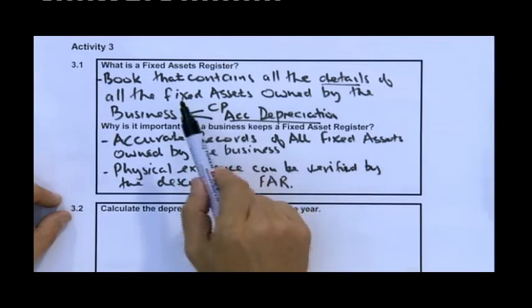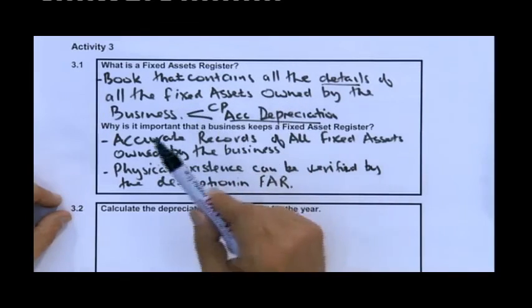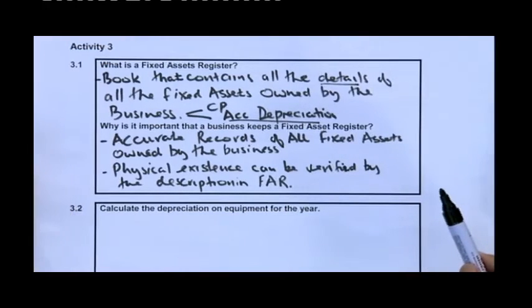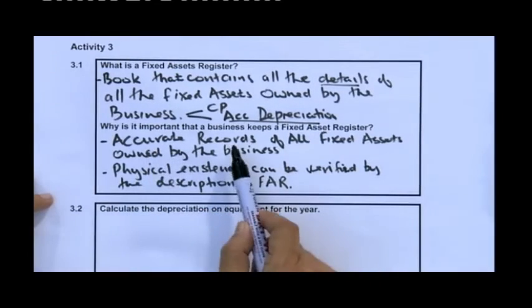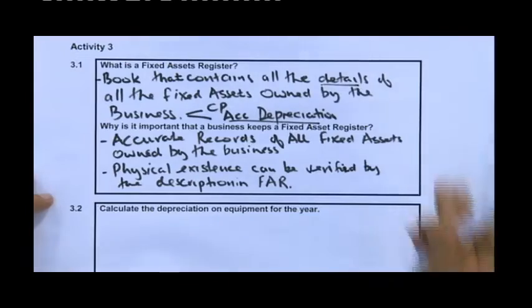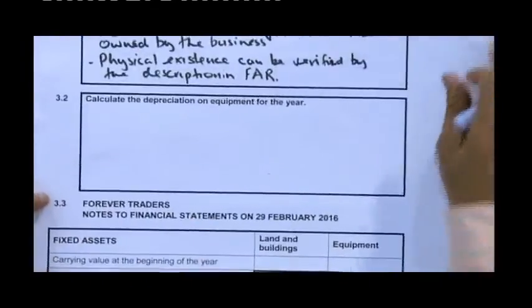Just have to remember, the fixed asset register is a book that contains all the details of all the fixed assets owned by the business. Amongst others, it contains the cost price and the accumulated depreciation. Right? Why is it important? For accurate records to be kept and to verify the physical existence. Okay, that's a bit of theory regarding the fixed asset register.